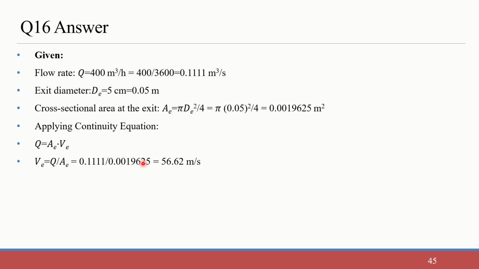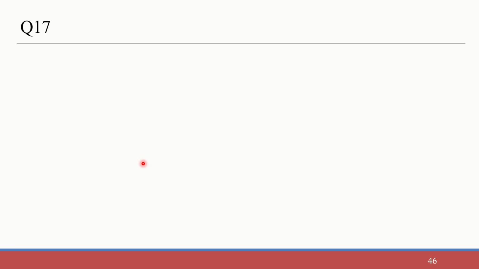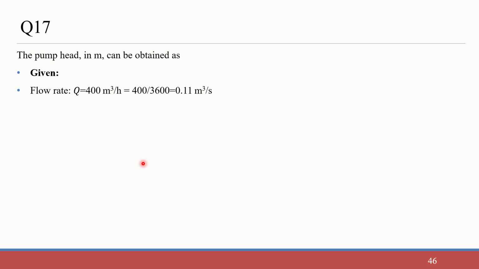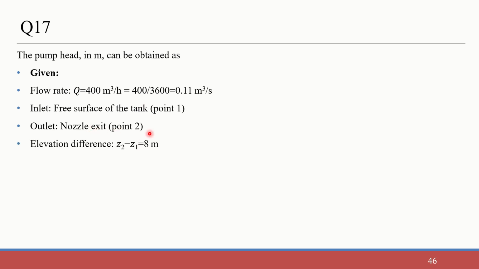So now I hope it is clear. Now we will see question 17. The pump head in meter can be obtained as dash. So pump head in meter is asked. Flow rate is given as 400 meter cube per hour, or 400 divided by 3600 meter cube per second, which is 0.11 meter cube per second. Inlet is the free surface of the tank at point 1. Outlet is the nozzle exit at point 2. Elevation difference, Z2 minus Z1, is 8 meter.